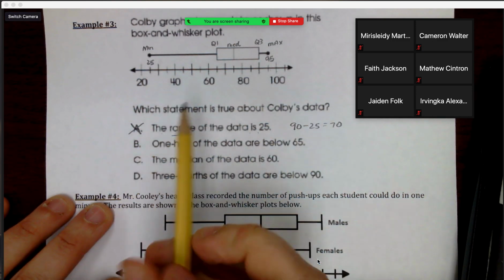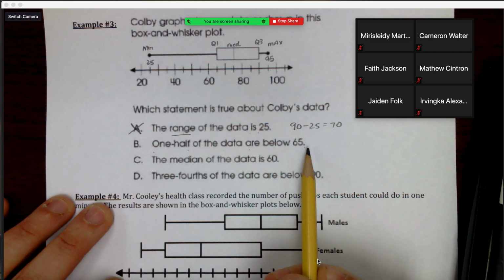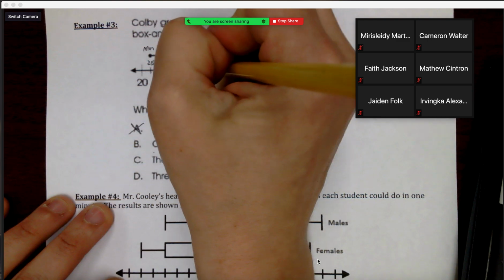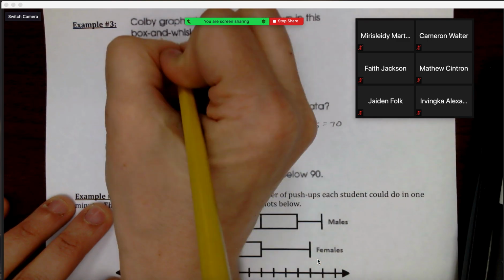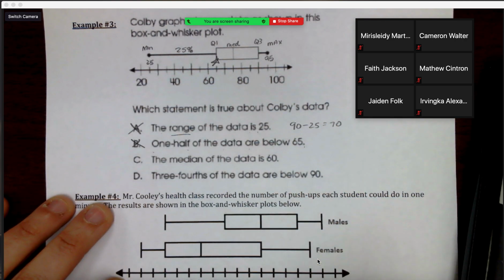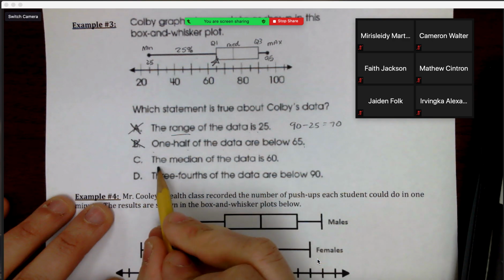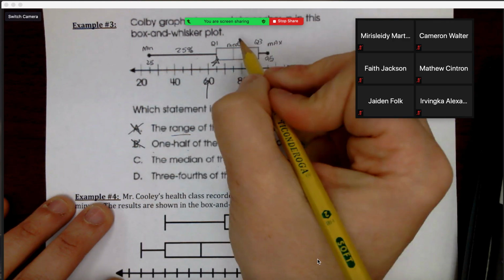1/2 of the data are below 65. So 65 is right here. I don't think this is half the data. I think this is only 25% of the data. It's the first quartile. So we know that's not true. The median of the data is 60. Well, here's that. I think the median is higher than 60.